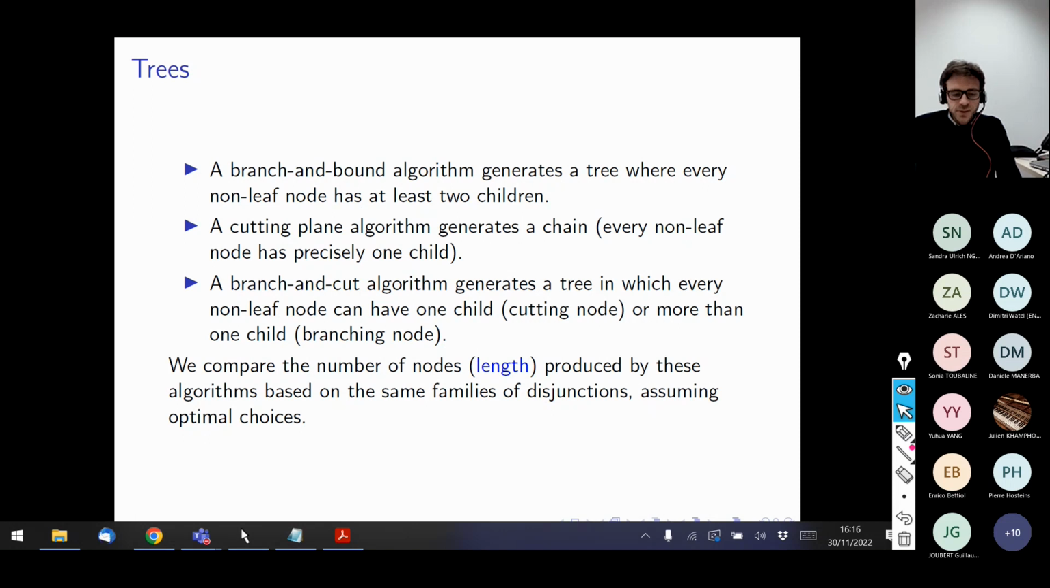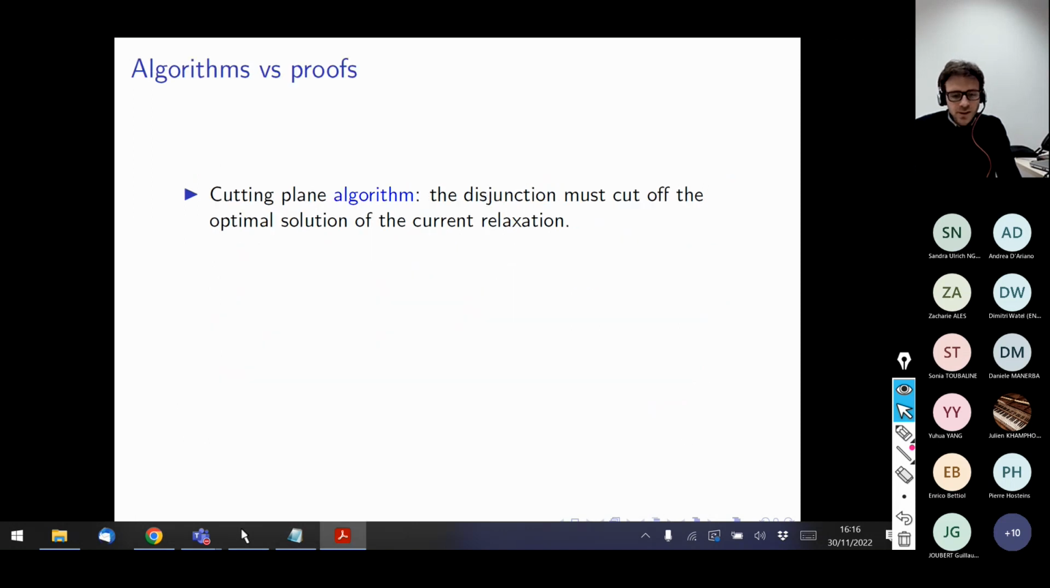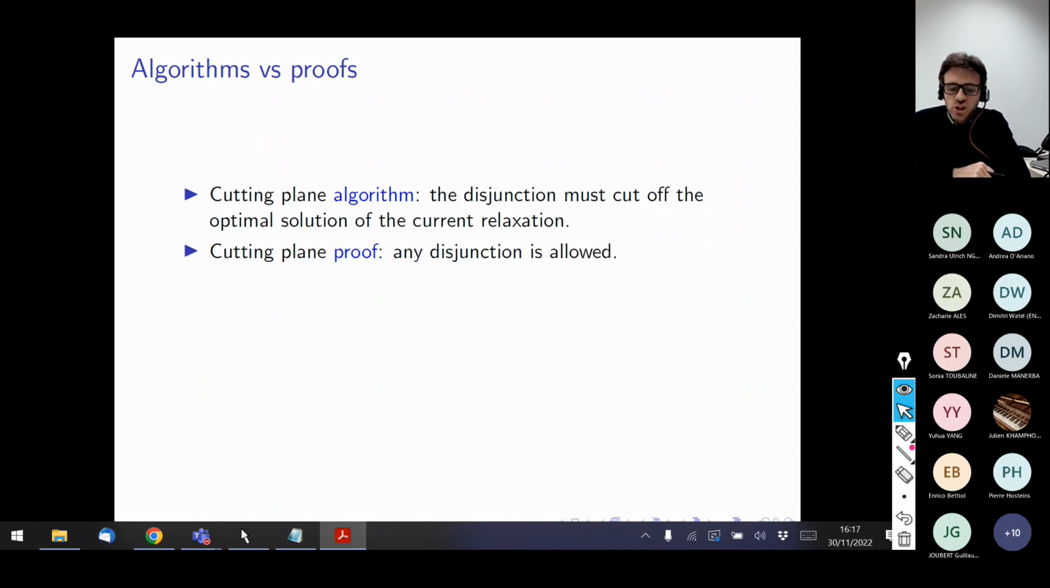Okay, before starting to see some results, let me point out that there is a very important difference between algorithms and proofs. Usually we are talking of cutting plane, branch and bound, and branch and cut algorithms. Algorithm is the term we use when we impose that the cut, for instance, the inequality that we introduce in the cutting plane algorithm, must cut off the current solution. But in principle, one could also think of using any disjunction, even if it doesn't cut off the optimal solution.